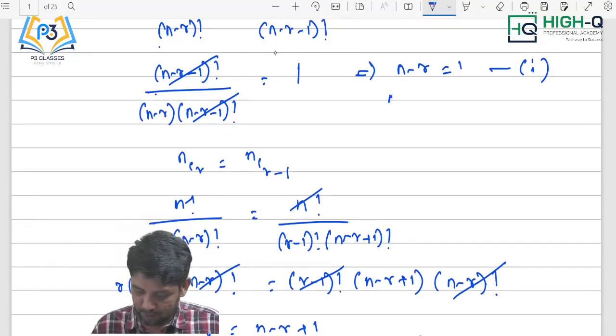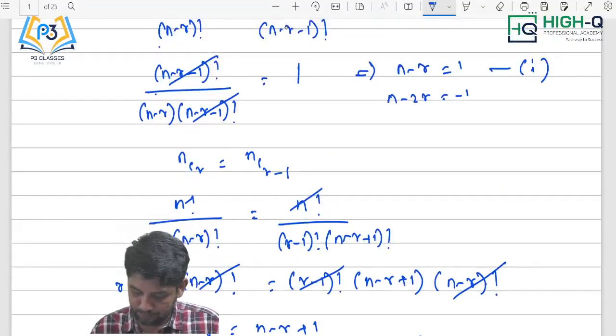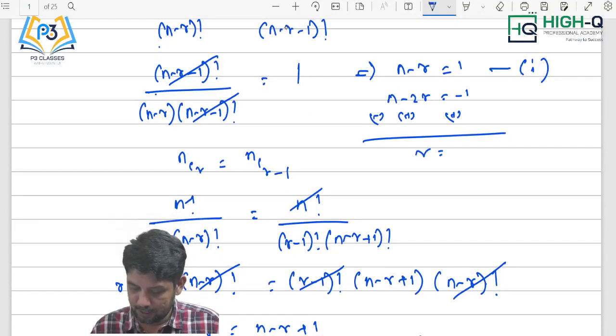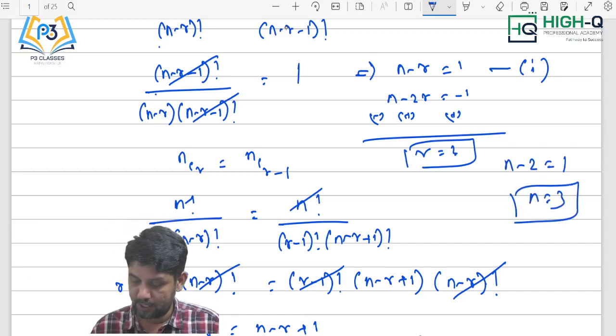So, n minus 2r is equal to minus 1. Solving it simultaneously, r is equal to 2. That's what we got already. Put r equal to 2 in the option: n minus 2 is equal to 1, n is equal to 3. That's it. Is that right, my dear?